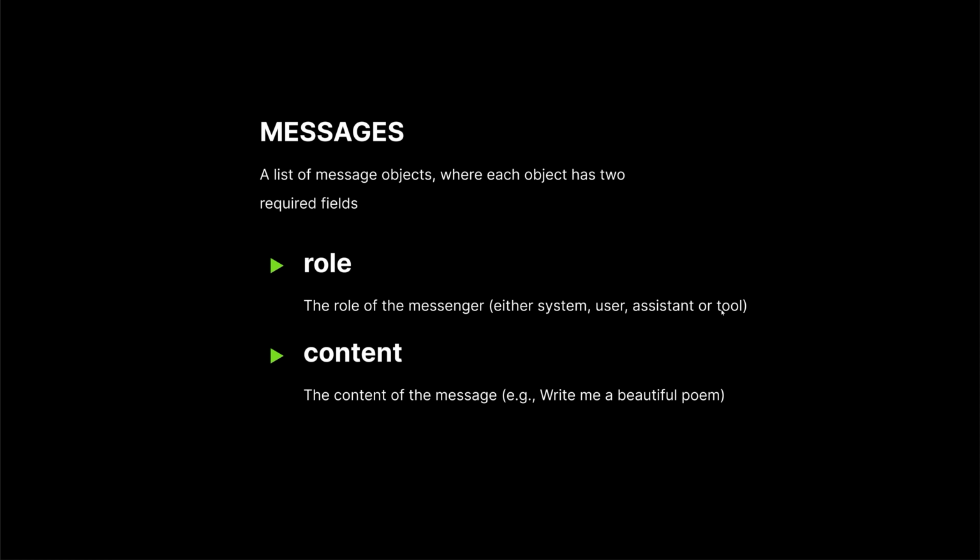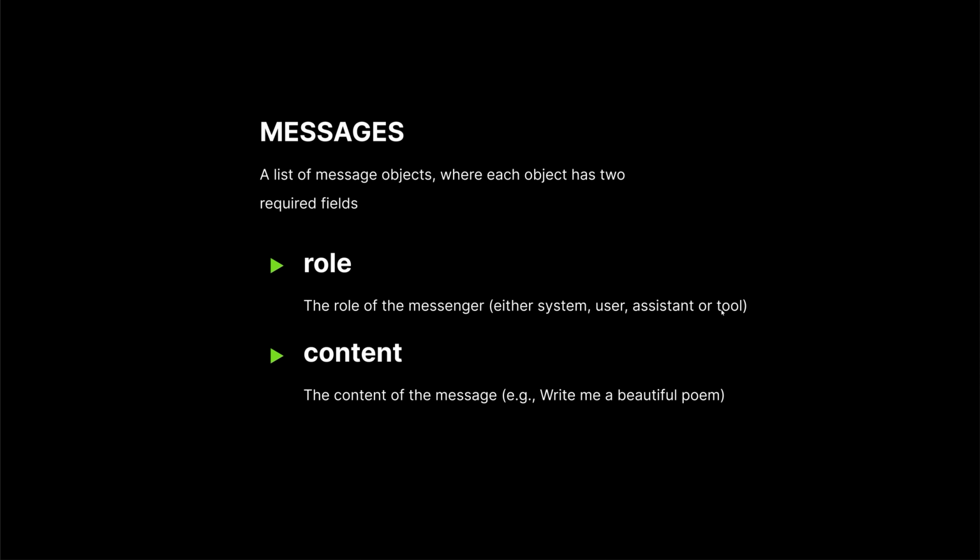The next one we have is messages, and it's going to be a list of message objects, or in our case a list of dictionaries. Each dictionary requires 2 fields: the role and the content. The role will be the messenger, for example system, user, or assistant, something I'm going to show you in a few seconds. The content will be the actual prompt, what you want our model to do.